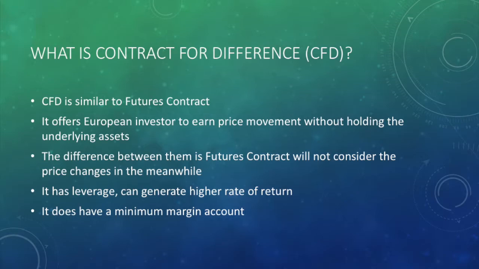CFD has a function called leverage. With leverage, an investor only requires a certain percentage of deposit to buy a contract of the same value as buying the underlying asset. It helps investors generate a higher rate of return as compared to traditional transactions. However, the investor needs to maintain an account called a margin account, and if the amount falls below the maintenance margin, the investor is required to put in extra money to push the margin account back to the minimum margin.